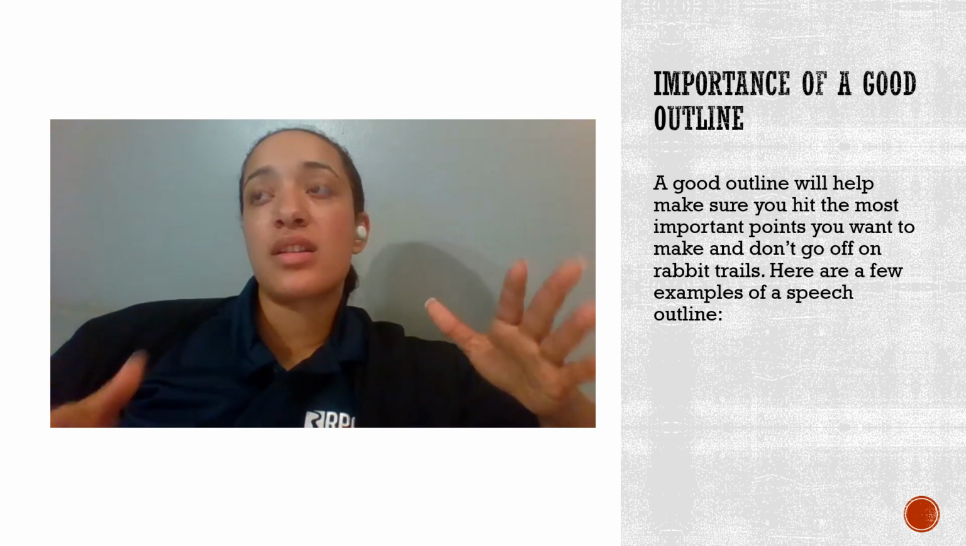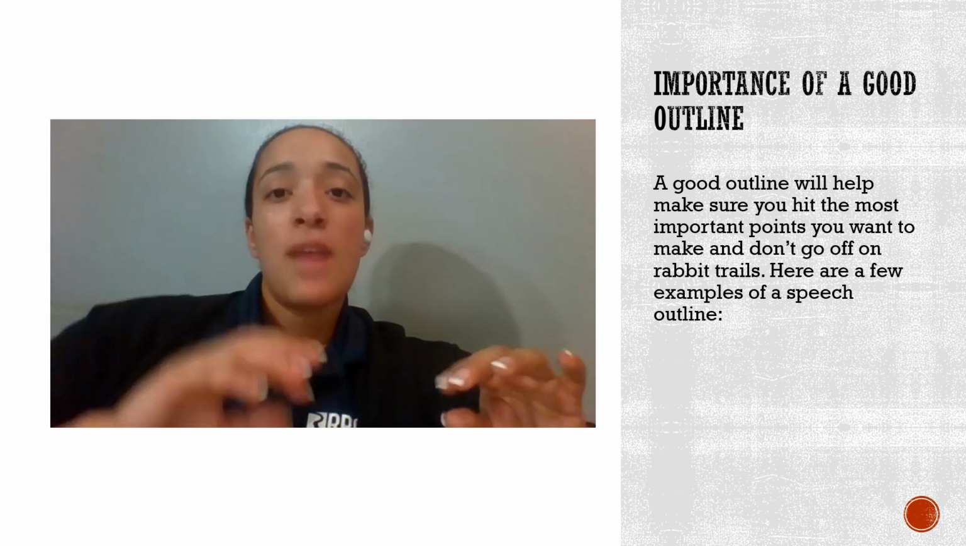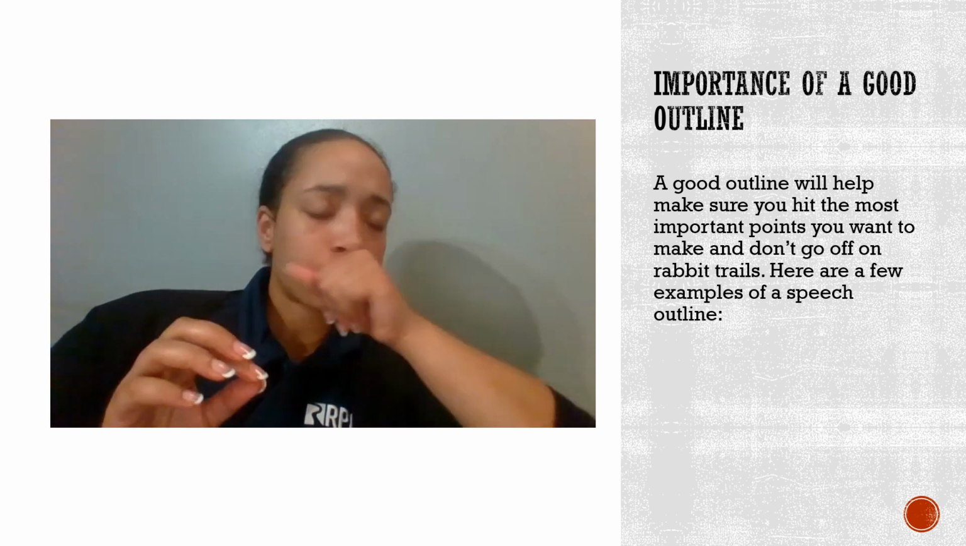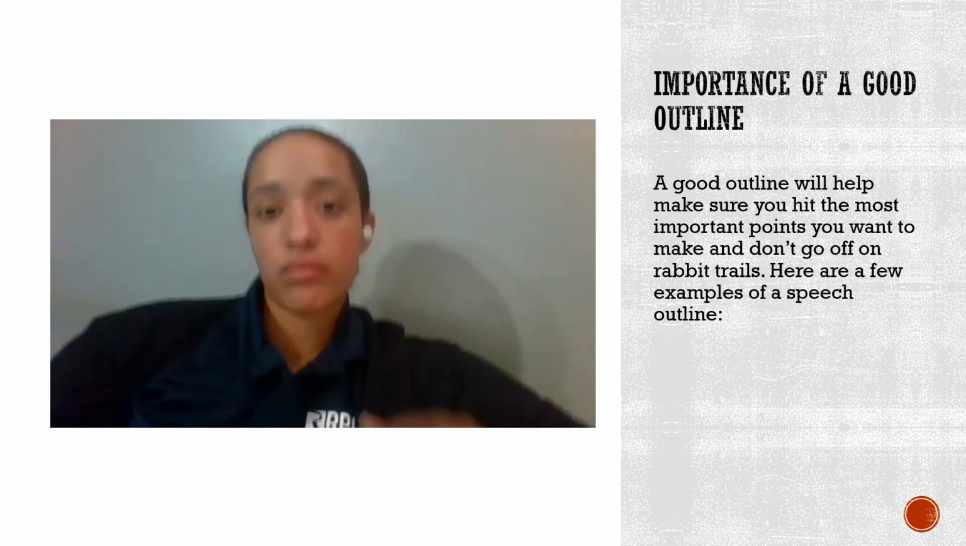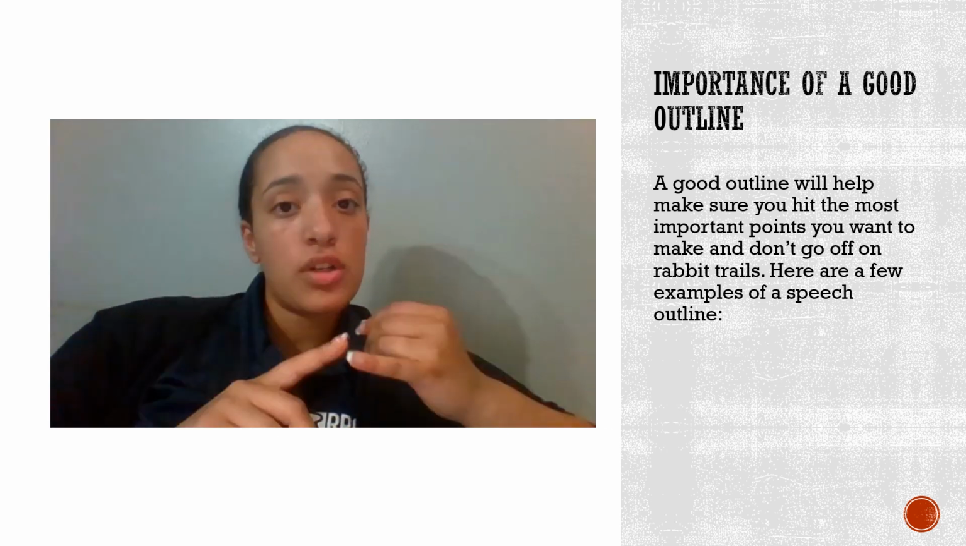So that outline's supposed to be a rough draft. Like I said, I love to say the bones of the speech because you have to build the body, you know? So your speech outline needs to include, first of all, an introduction, right?